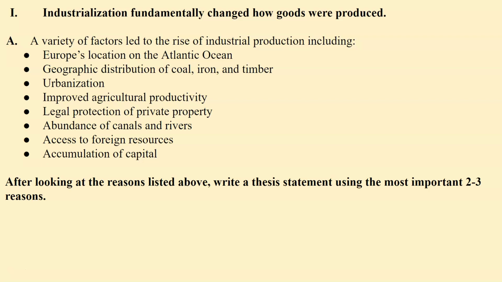Urbanization, the growth of cities, improved agricultural productivity, the mechanization of agriculture, which allowed for much more efficient agricultural productivity, which created the workforce for the factory system. Legal protection of private property. The state just couldn't take over your factory. A whole lot of canals and rivers, so water transport, access to foreign resources, and then the accumulation of capital, things that make money. So look at the reasons above and think of what maybe the most important ones are here and write a thesis statement. Okay, stop the video and do that.